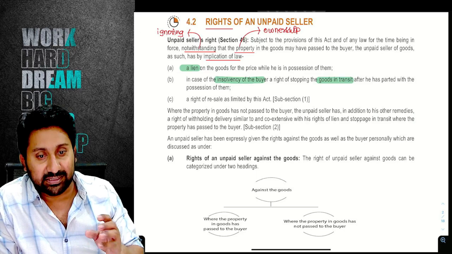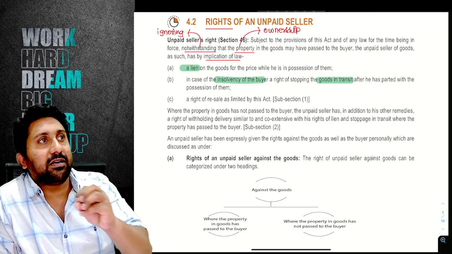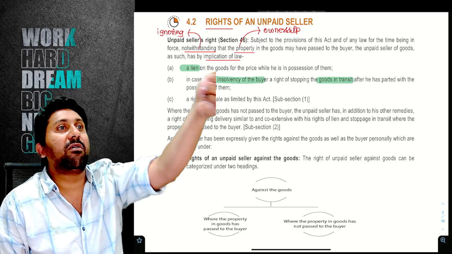Whenever goods in transit are there, what will happen? We will first give the bill of lading and title of that invoice in the name of another party. You are a buyer, I am a seller.